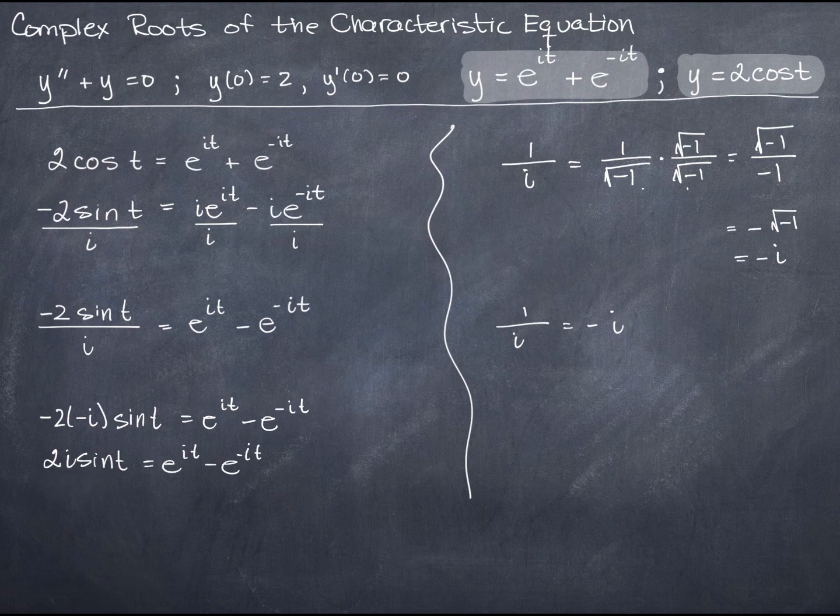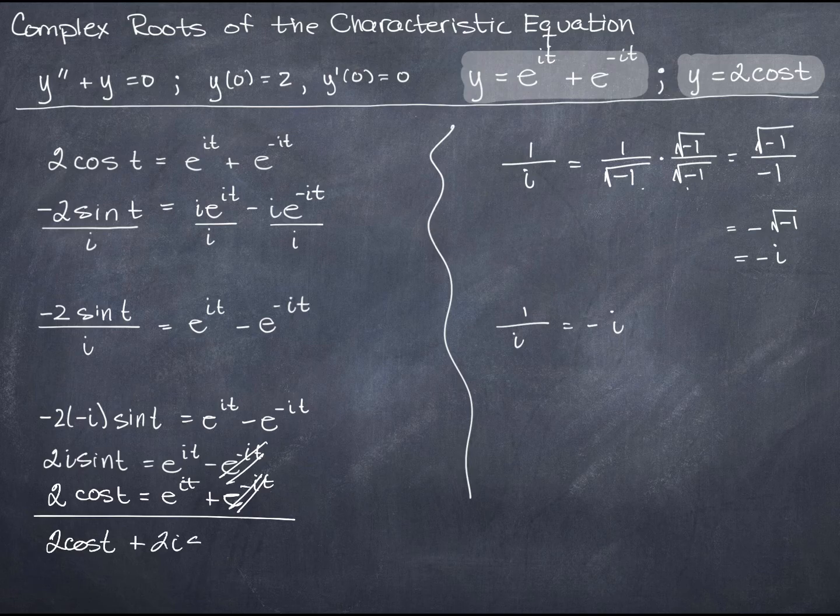And now this is all tidied up. In addition to that, if I bring my cosine equation down, just copy that down here, 2 cosine of t equals e to the it plus e to the negative it, and I add these together, these terms now cancel out. And I have 2 cosine of t, there's a reason I'm doing it in that order, plus 2i sine of t equals 2 e to the it. And of course, everything's divisible by 2. So I'll write this as cosine of t plus i sine of t equals e to the it.